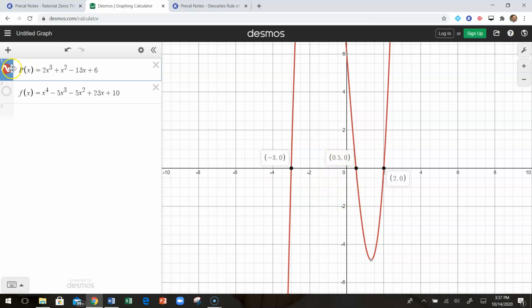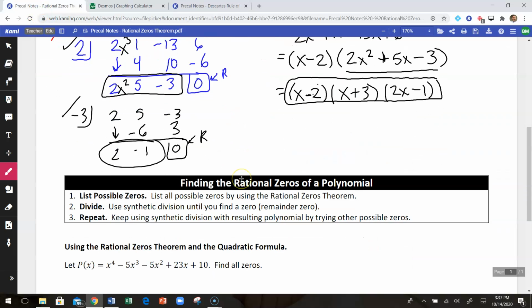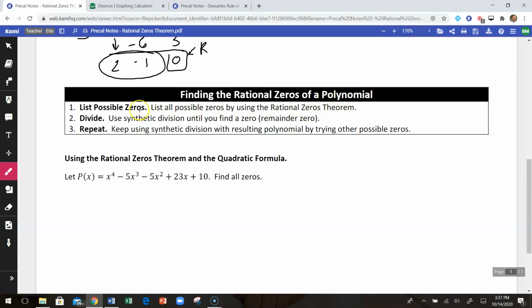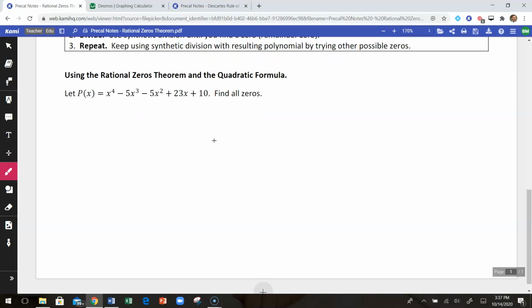Okay, so I'm going to look at the next example now. The next example is finding the rational zeros of a polynomial. So we are going to list the possible zeros, all the P over Q's, and then we're going to do our synthetic division and then repeat doing that to get all of our possible zeros. Okay, get all our zeros.